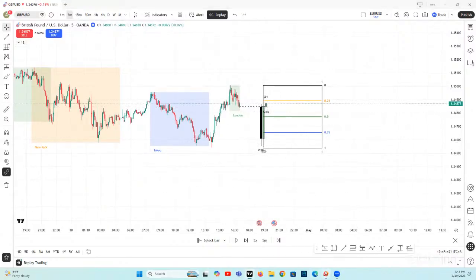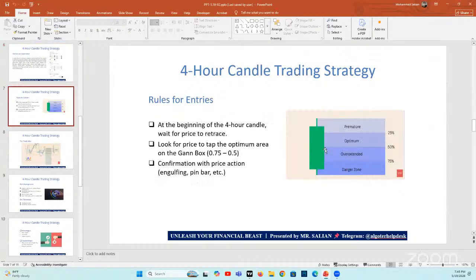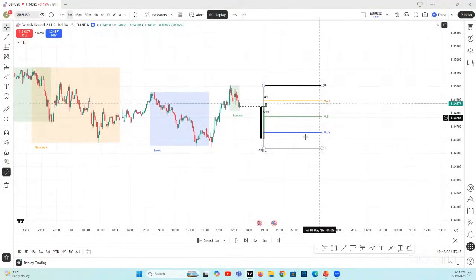It's inside the optimum area here in the gun box. Yes, welcome, Sarah. Now, the 4 hour candle is now inside this optimum area, right? Of the gun box here. This is our gun box in the optimum area. How convenient it is there in the optimum area.